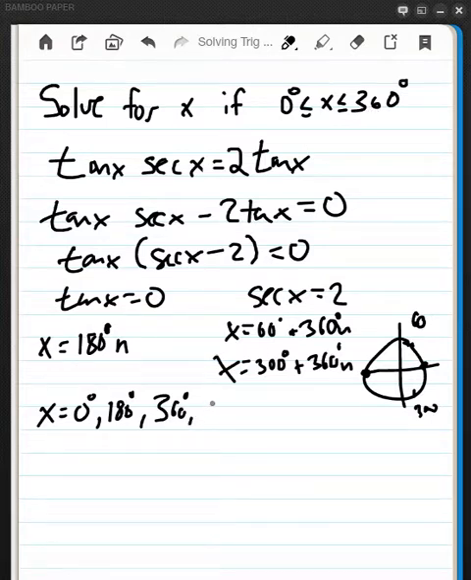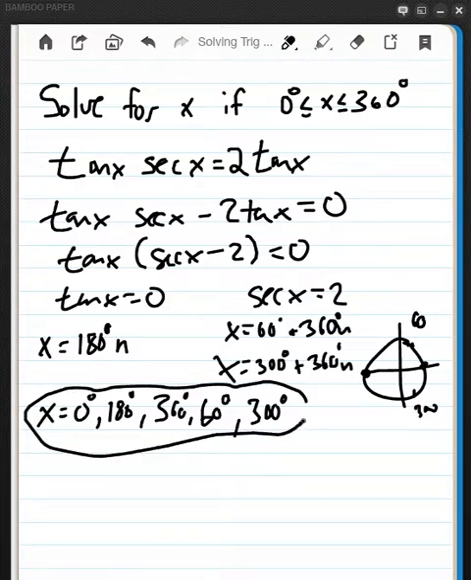Alright, if we look at this equation, if we choose a value of 0 for n, we get 60 degrees, and anything bigger would get us an angle that's outside of our restriction. Okay. Down here, if we chose n as 0, again, we get 300 degrees. And again, anything other than 0 would give us values outside of the restriction. So here are the 5 angles that satisfy this restriction and are also solutions to this equation.